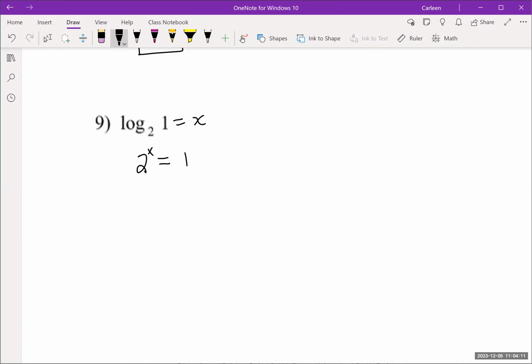I'm stuck. I don't know. Let's go ahead and do change of base. Log of the answer divided by log of the base. Let's do it. See what we get. Log of the answer, close the parentheses, divided by log of the base. Oh, x equals 0.